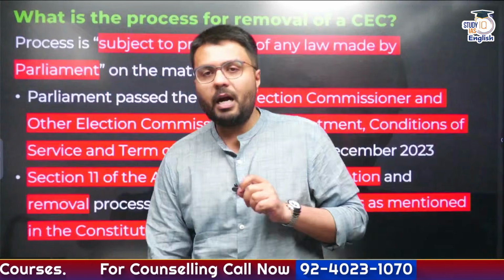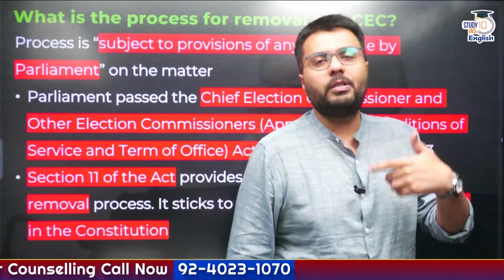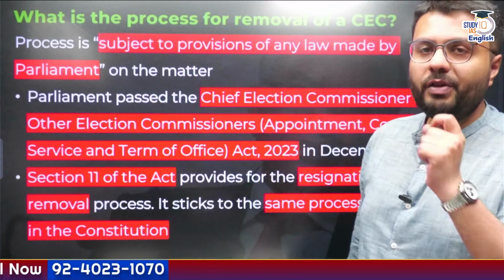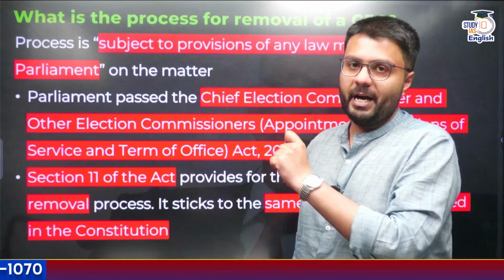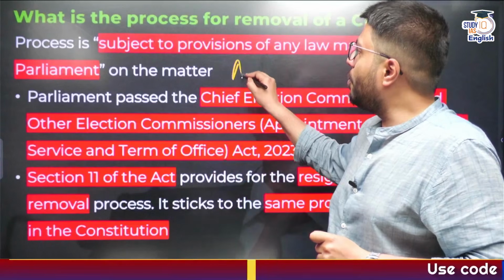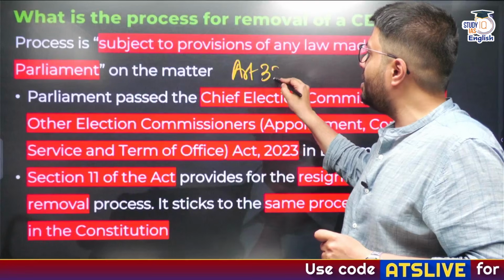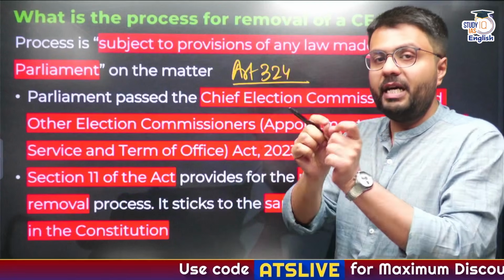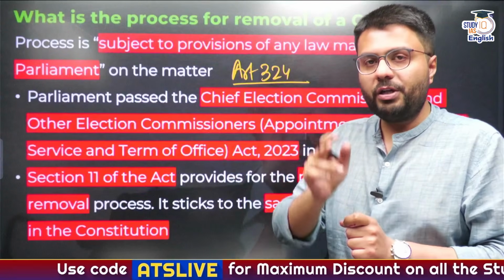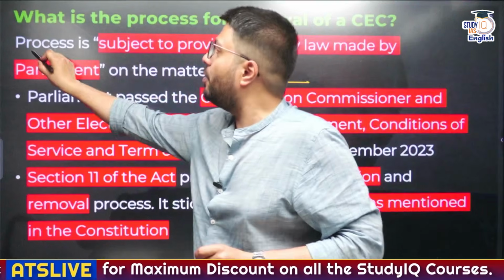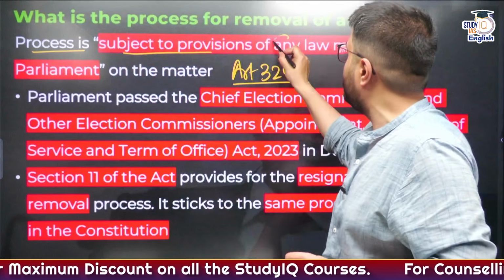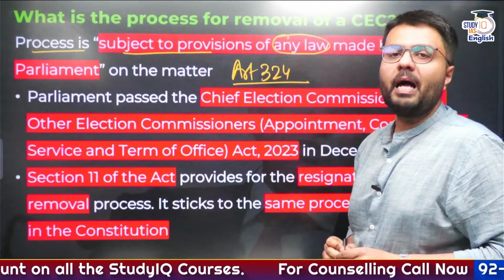Okay, so let us start by understanding what is the process and procedure for removal of the Chief Election Commissioner of India. Now, this can be seen in the Constitution of India, specifically under Article 324. If you read Article 324 of the Constitution, it says that the process for removal is subject to provisions of any law made by the parliament in that matter.